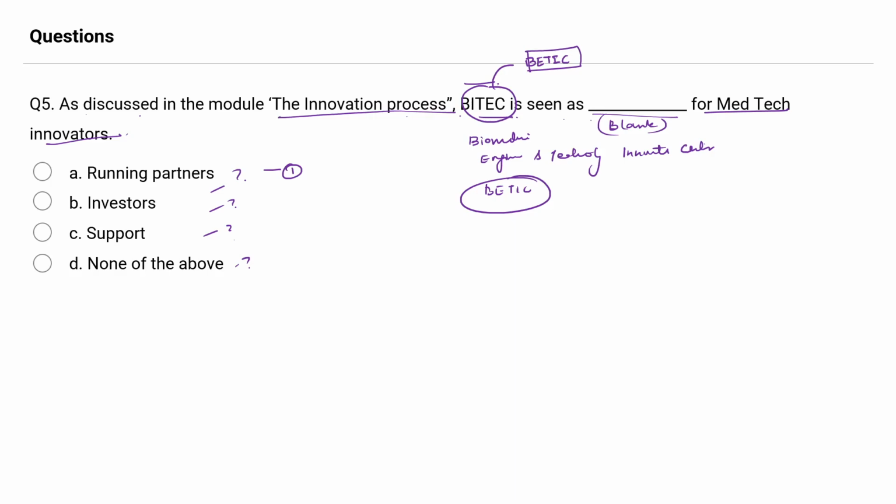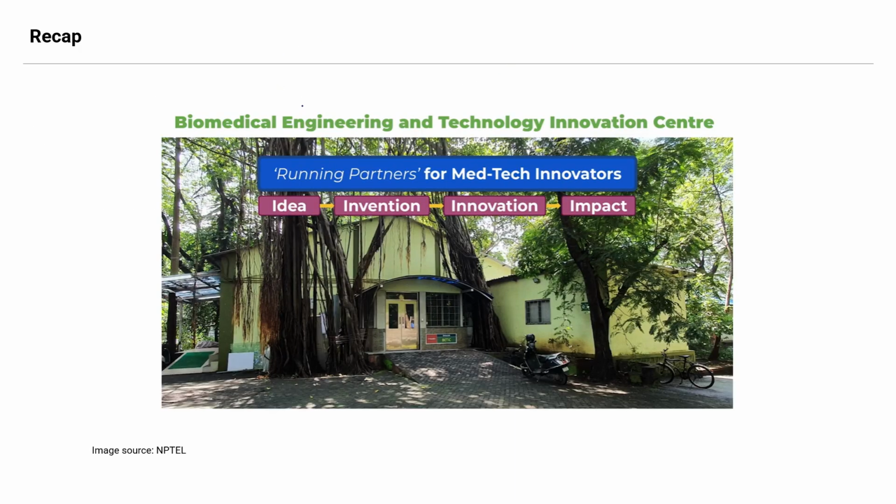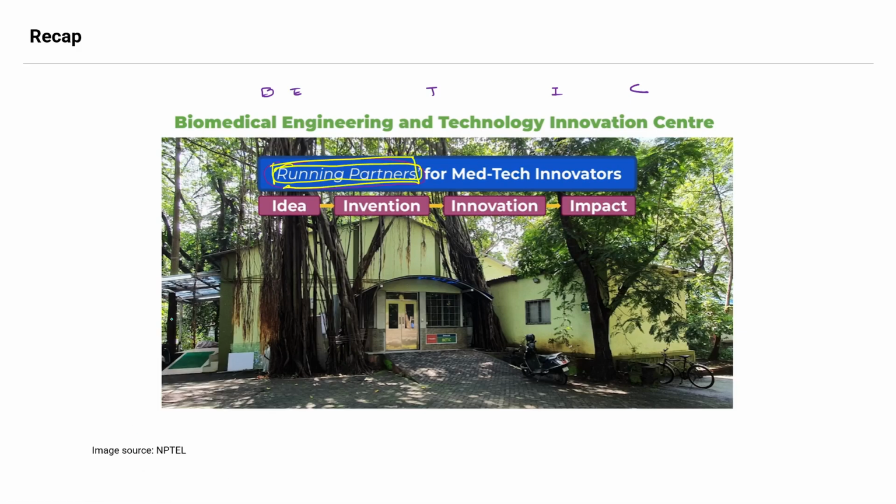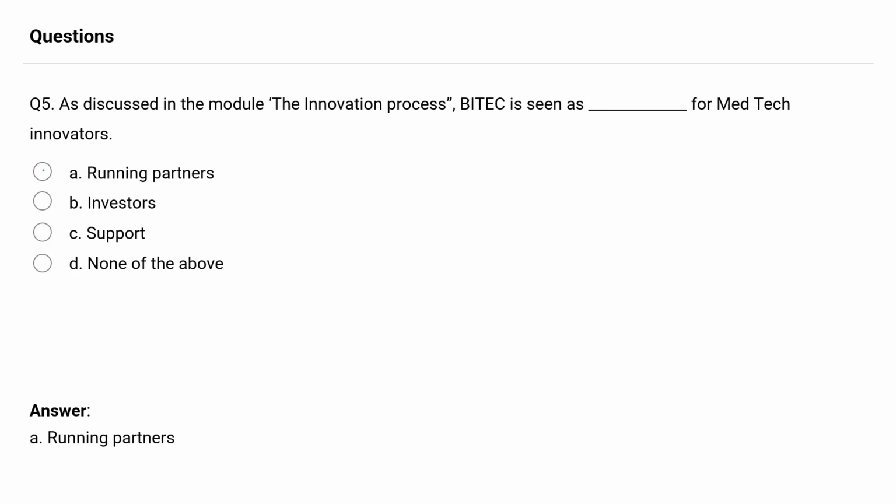Okay, let's do the screen validation. Biomedical engineering, let's see. So this is BITIC and it is seen as the running partners. Let me highlight it. If you recall, this was there in our screen validation and in the content recap as well. The correct answer is A, running partners, and our learners have also said the same thing. So well done. That's the correct choice.